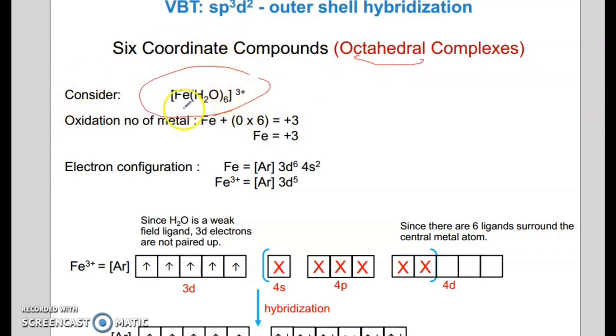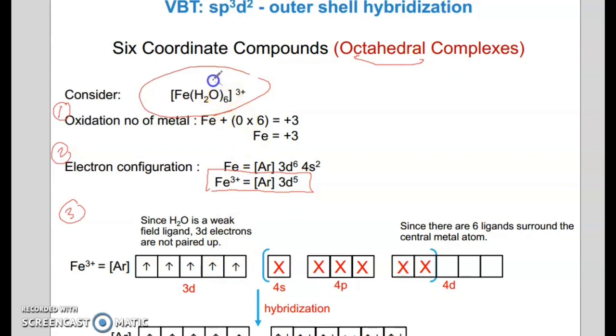This one is hexaaqua. For the iron, the oxidation number is positive 3. So we do the electron configuration. First, find the oxidation number. Second, the electron configuration. Third, draw the orbital diagram. We take Fe 3 positive, so now 3d5.